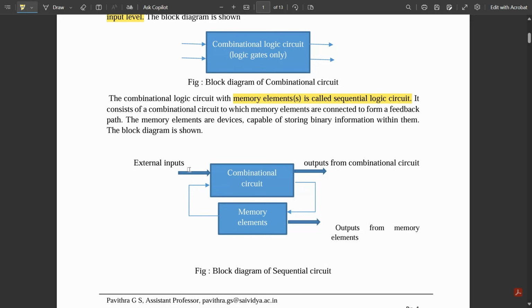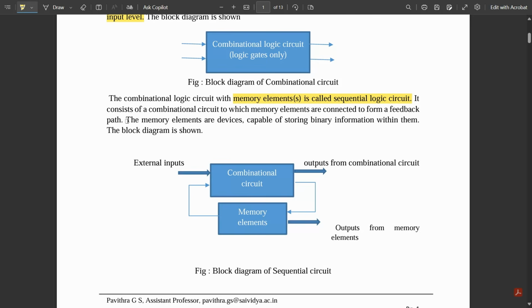Okay, so these are the external inputs provided to the combinational block, and the outputs of the combinational circuit are given to the memory elements. Some operation takes place and that is fed back again as the input, and like that, by the combination of memory as well as combinational block, we get the outputs for the sequential logic circuit.